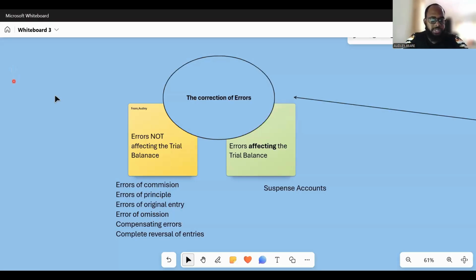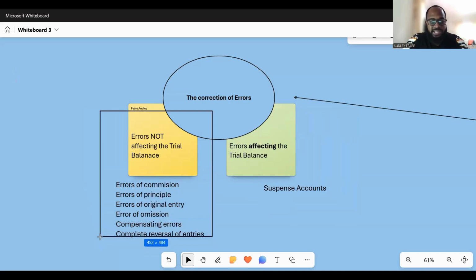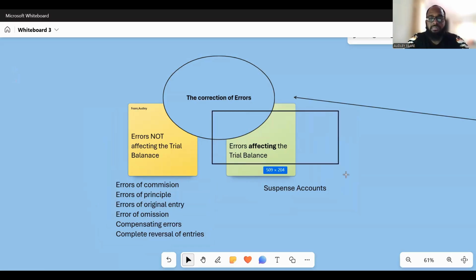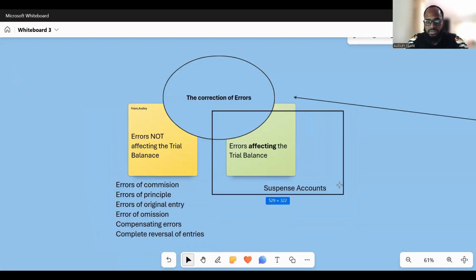Right, so now we're going to look at the errors that affect the trial balance. We would have done the errors that do not affect the trial balance totals in the last videos. Now, we're going to look at those errors that affect the trial balance total. And of course, for this, we use a suspense account.